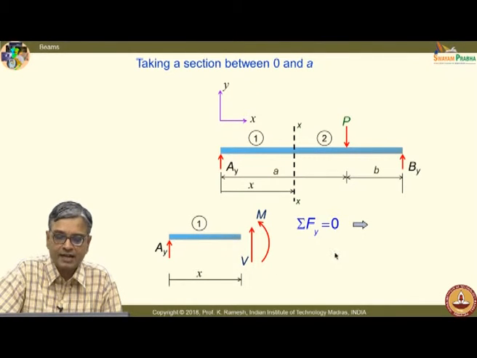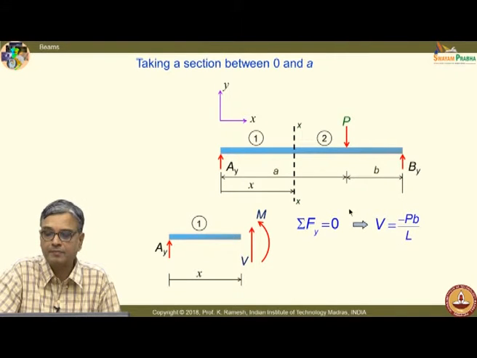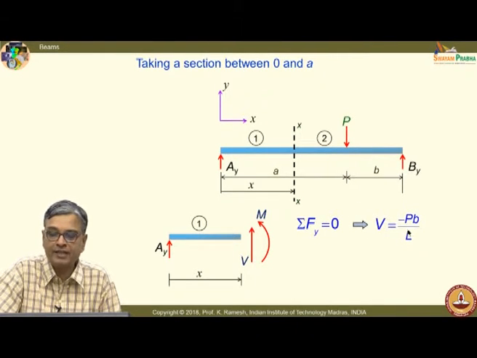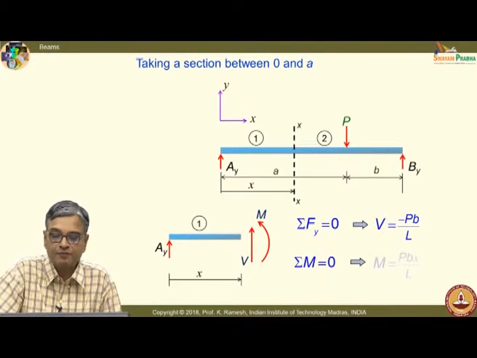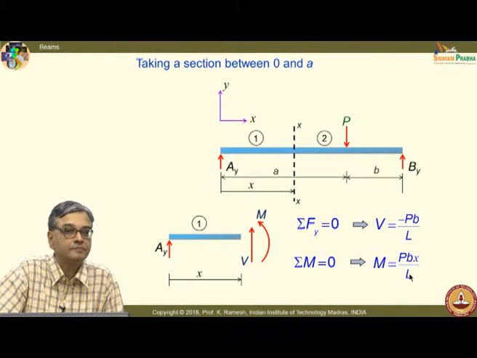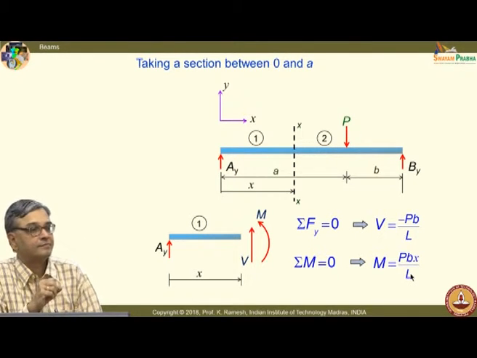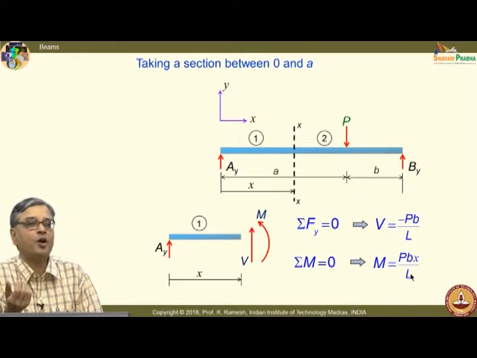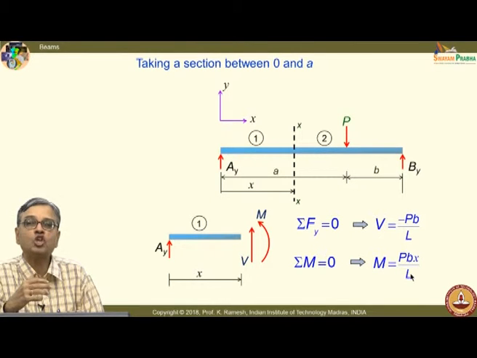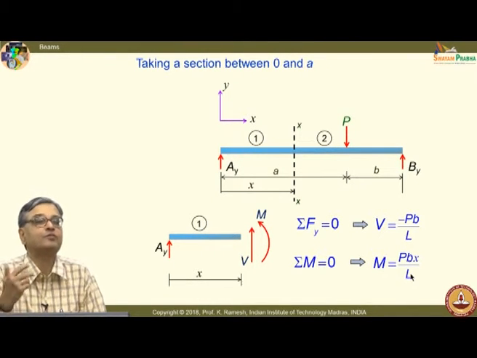So, when I do this, I get sigma Fy equal to 0, I get V equal to minus Pb by L, I determine the moment that gives me M equal to Pbx by L. Is there any difficulty at this stage? There is no difficulty at all. Now, let me solve the problem not by taking the section 1, let me solve the problem by taking section 2.